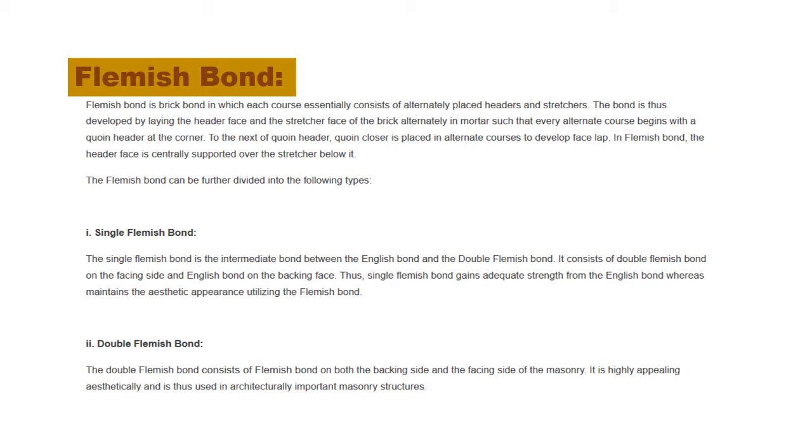Advantages of Flemish bond. Some of the advantages of the Flemish bond can be listed as follows. It is very economical. It is highly appealing in terms of appearance.